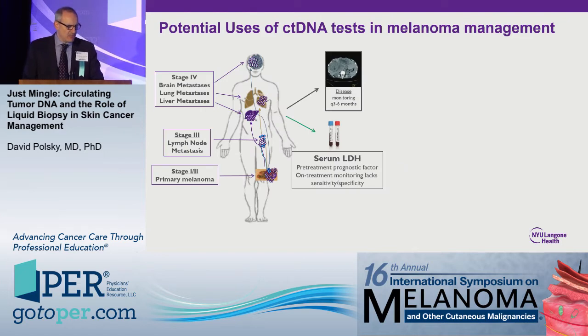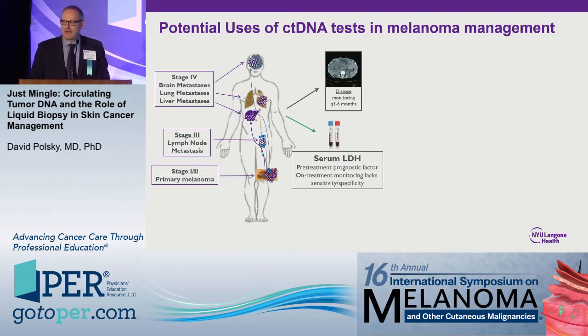Now, in melanoma, people often ask me, well, can you use this to diagnose a melanoma? You know, I'm a dermatologist. My dermatology colleagues ask me this, and what I want to point out is that you need to have a certain amount of tumor in the patient in order to actually detect circulating tumor DNA. So we're really focusing on patients with lymphatic metastases or distant stage 4 metastatic disease.